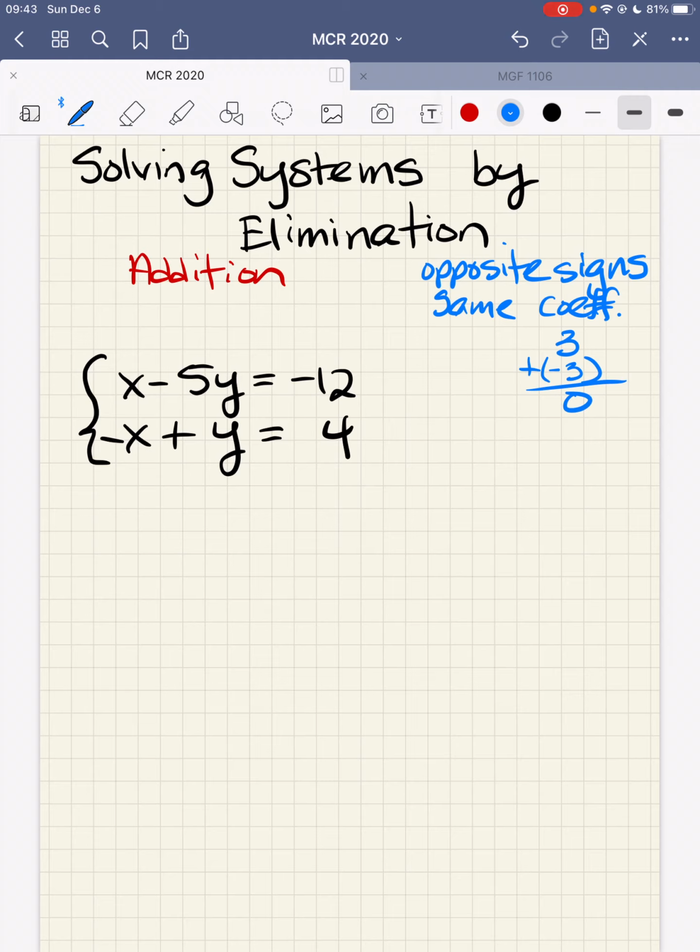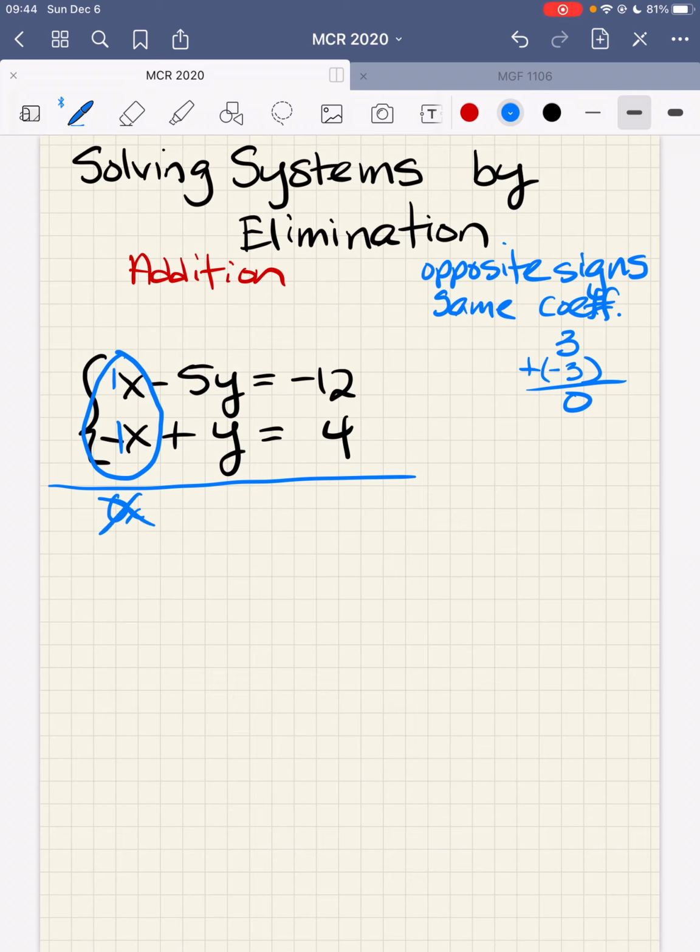What I want you to notice with this particular system, we have seen this before, we've graphed this, but this is already set up for elimination because I have an x and a negative x, and they both have coefficients of 1. Okay, so if I add these things together, they're going to cancel out. Okay, so a positive 1x and a negative 1x give me 0x, okay, which basically just means it cancels out.